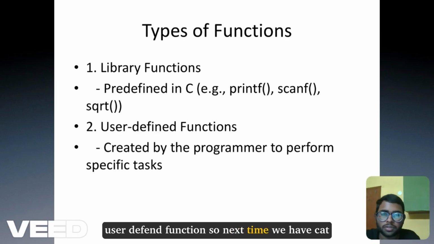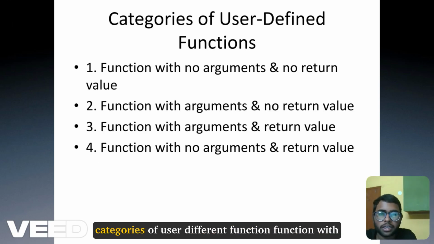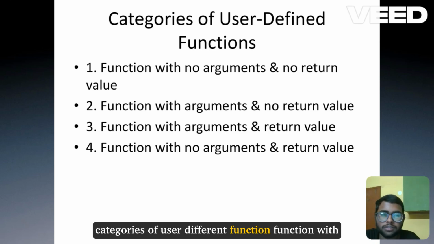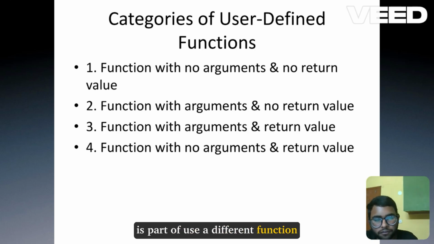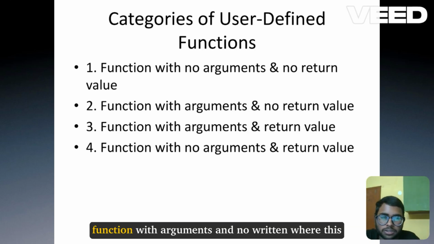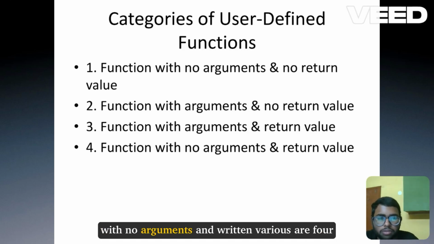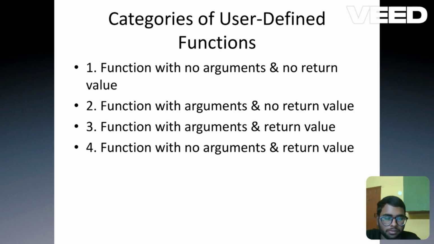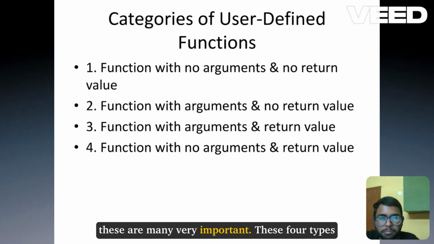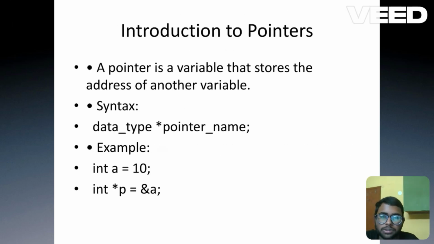Next we have the categories of user defined functions. Function with no arguments and no return value. Function with arguments and no return value. Function with arguments and a return value. Function with no arguments and a return value. These are the four types used in user defined functions, and these four types are very important.